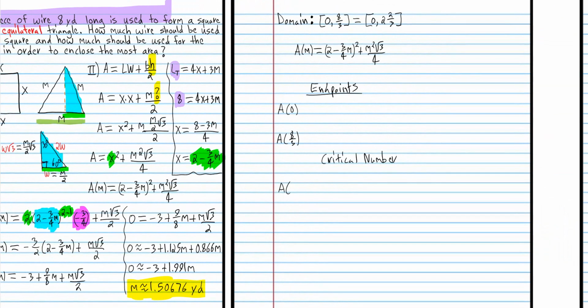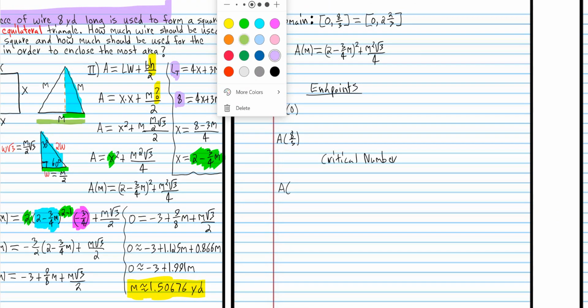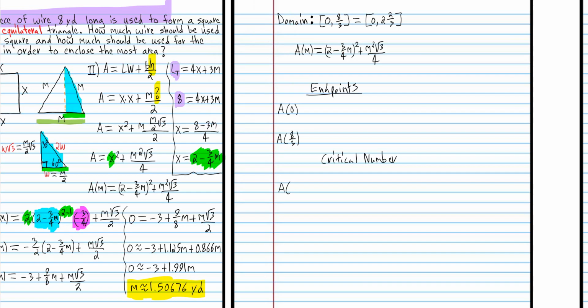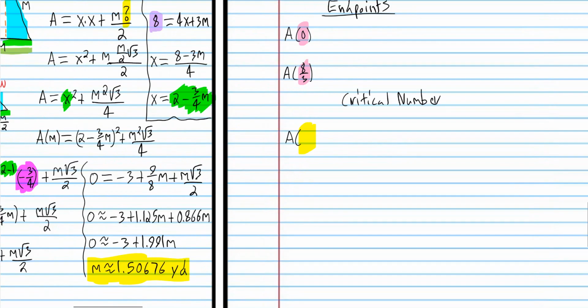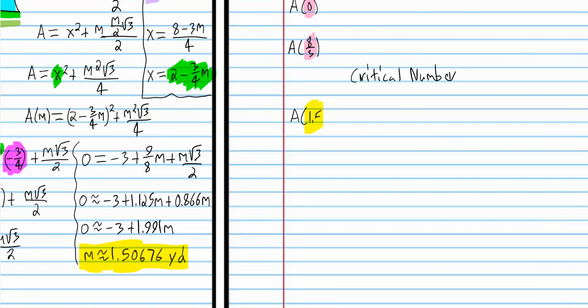And so I'm going to color code this. So we have 0 and 8/3, plugging that in there. And then we have our yellow number, plug it in there. So A of 1.50676.